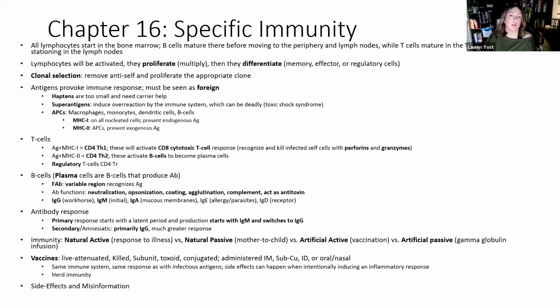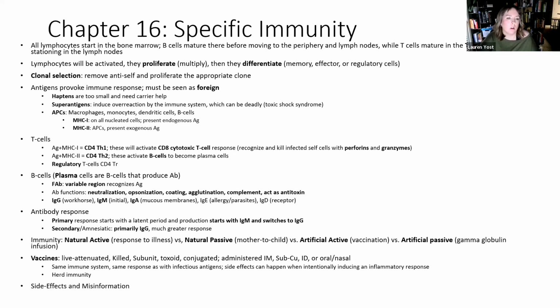So lymphocytes are white cells that are agranulocytes. These are going to be our B cells and T cells. Anytime they're activated, they're going to proliferate first, and then they're going to differentiate. So first they multiply, then they turn into whatever kind of cell they're going to be.